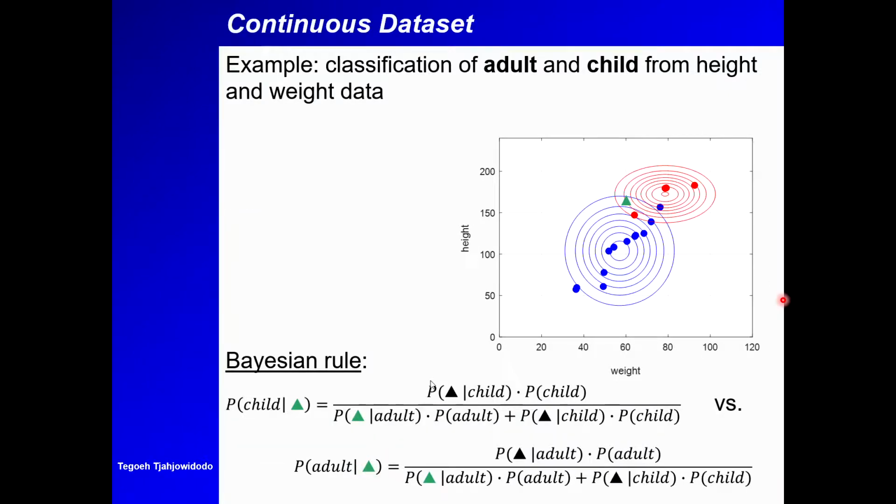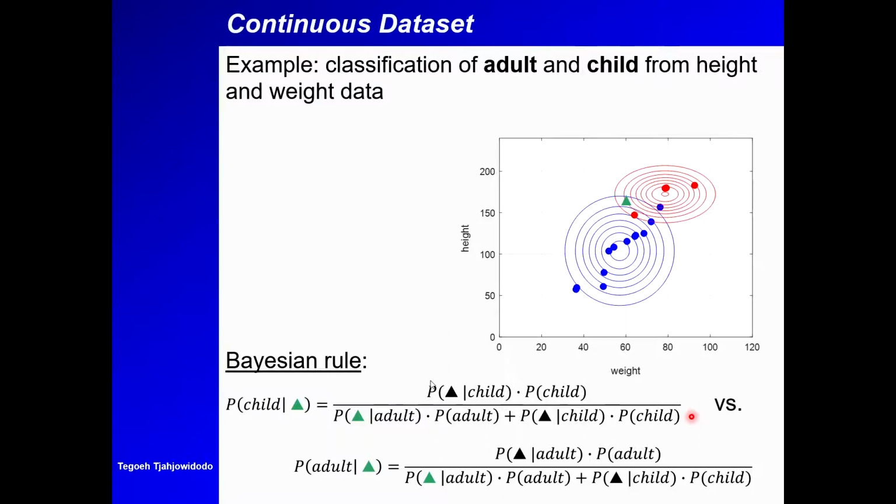The approach is still the same. So how to calculate this probability? Like what I just mentioned, you just have to calculate the probability of child given this new individual and the probability of adult given this new individual. Just compare these two, the highest is the winner, and then we can conclude that the new individual belongs to the class where the probability is the highest. How to calculate the probability? We just use this expression based on Bayesian rule. We discussed this in the previous videos, right? How we came up to this calculation.